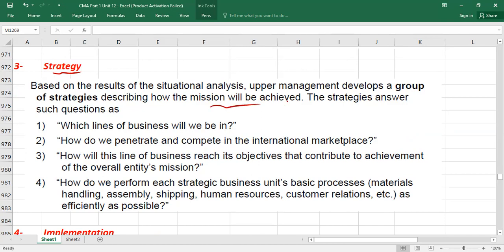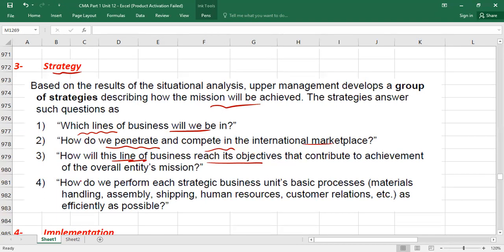So for example, when you are making plans, you need to answer these kinds of questions. For example, which lines of business will we be in, like which kind of business you want to start. How do we penetrate, for example, if you are entering into any market, how you will penetrate there and compete in the international marketplaces. How will this line of business reach its objective. For example, if your objective is to earn profit, you have to think how this product line will help you to make money, right? And how this product line will contribute to achieve the overall entity's mission.